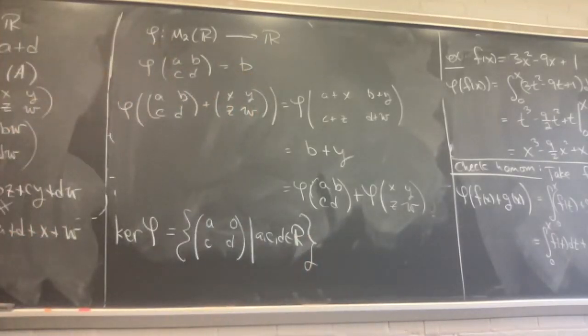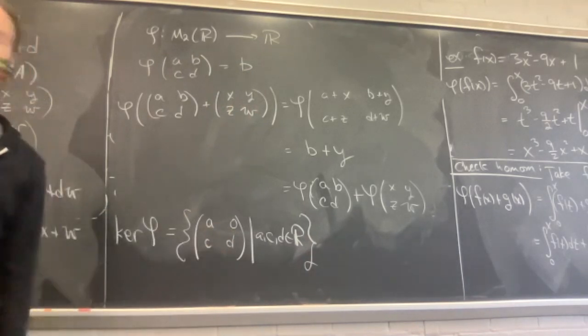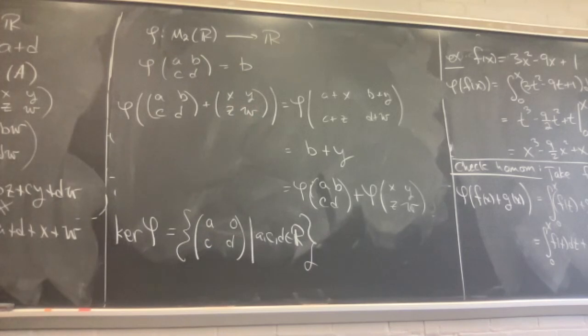So you've got this 3-dimensional kernel. One, two, three. You've got 3 choices. There are infinitely many things in your kernel, which is fine. Okay, cool. Okay, so good.